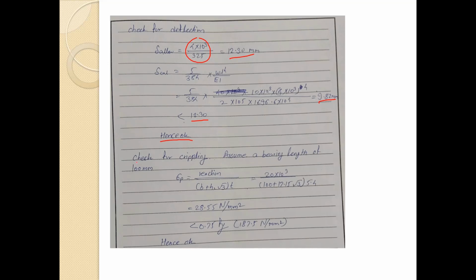Now the check for crippling. Assume the bearing length of 100 mm as we have seen in the theory. So the sigma p, that is reaction divided by (b plus h2) into t, where t is the thickness of the web. So 20 into 10 raised to 3 divided by b is the 100, plus 17.15 which is the h2, into 5.4. So we'll get the value of 28.55, which is again less than 0.75 Fy, that is 187.5. Hence the design is okay.